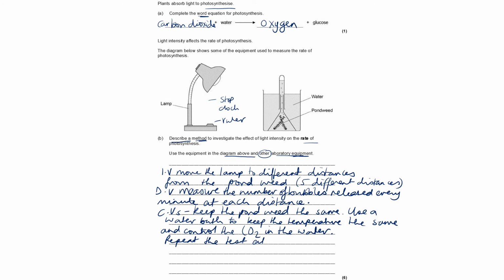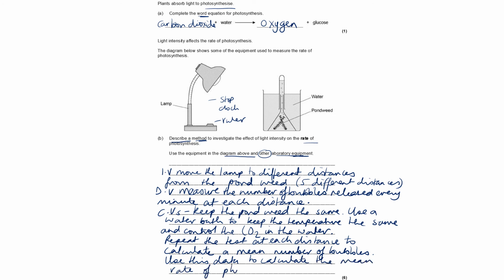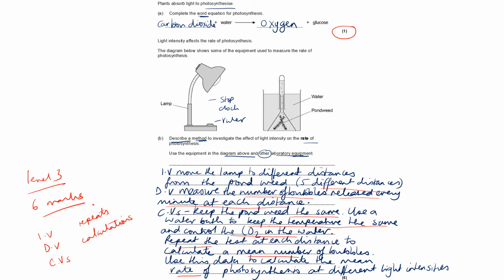I then talked about repeating the test at each distance. I've talked about calculating a mean number of bubbles and using the data to calculate the mean rate of photosynthesis at the different light intensities. And then when I look at the mark scheme, I can see that I would have got level 3, which is 6 marks. I need to mention what I'm changing, what I am measuring, and what I'm controlling. That's what I need to do to get full marks in this type of question.